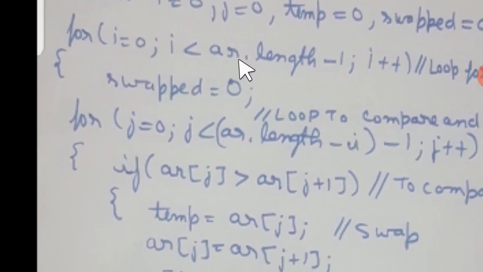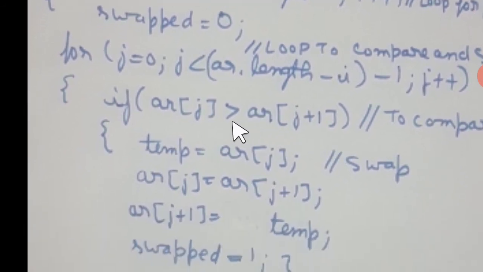Now students, here is the loop for passes. i is initialized with 0, i less than ar dot length minus 1, and i plus plus. This is the for loop. Now here swapped will be reinitialized with 0, then j equal to 0, j less than ar dot length minus i minus 1. I have already explained the reason for that. After that, j plus plus, and then the steps for swapping. If ar of j is bigger than ar of j plus 1, then temp equal to ar of j, ar of j equal to ar of j plus 1, and finally ar of j plus 1 equal to temp.